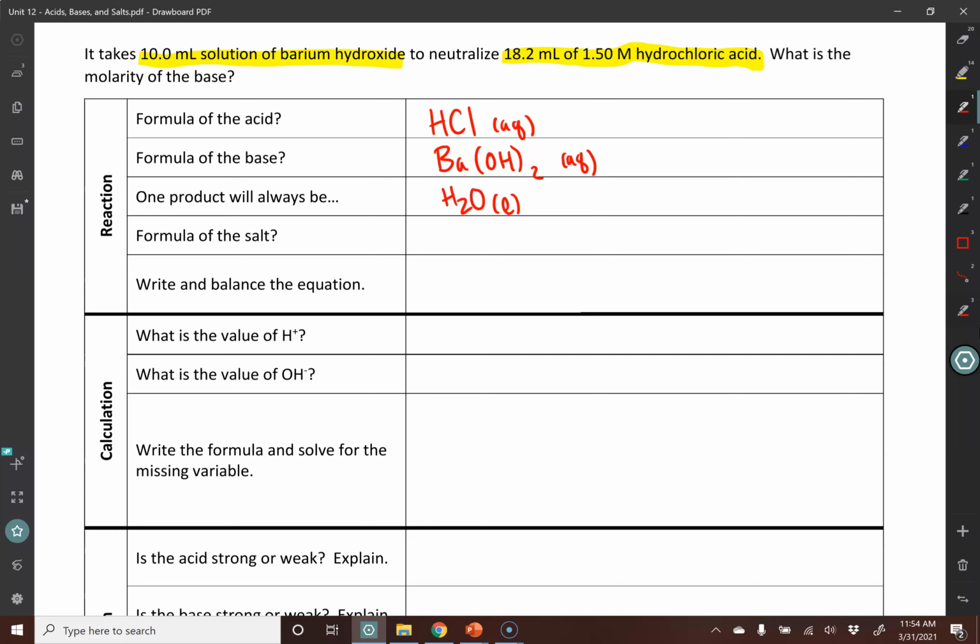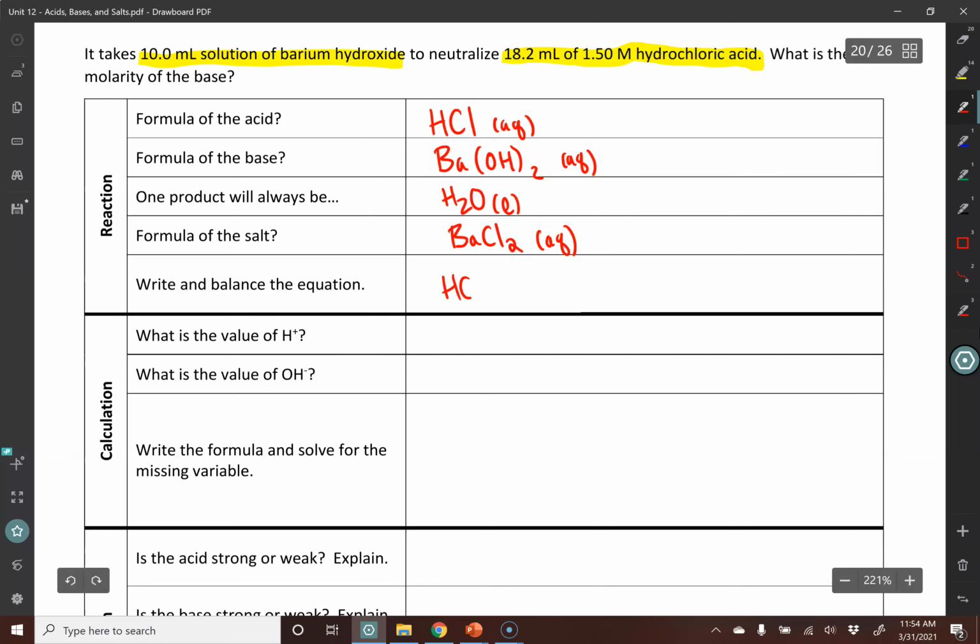salts. Okay, so I'm going to take my barium 2+ and my chloride 1- ion. I can use the crisscross method and predict that I would make BaCl2. All right, so let's put those pieces together to write and balance our equation.